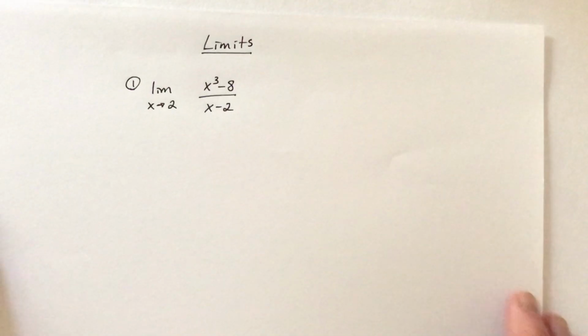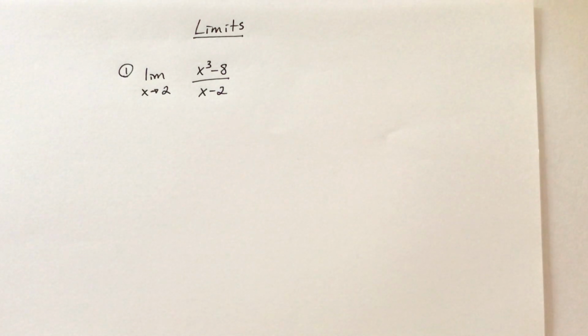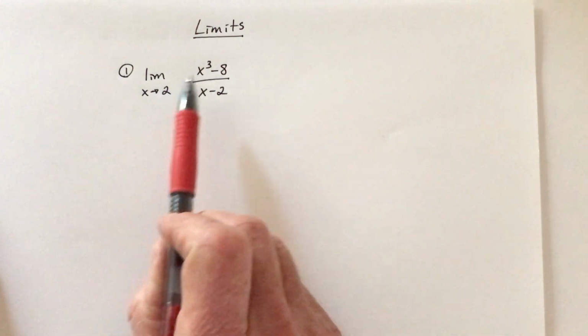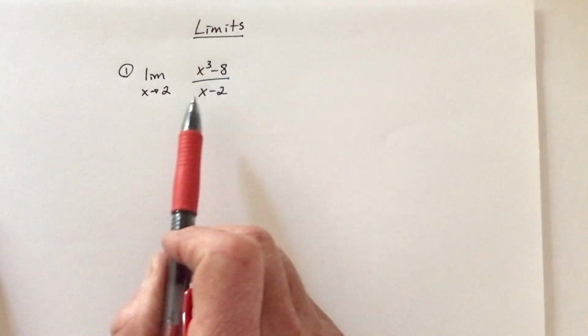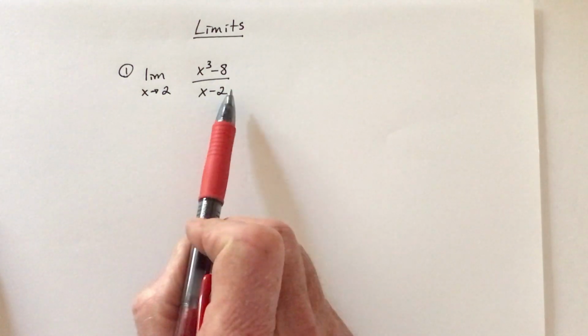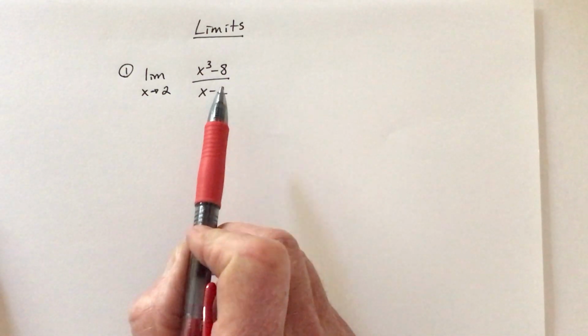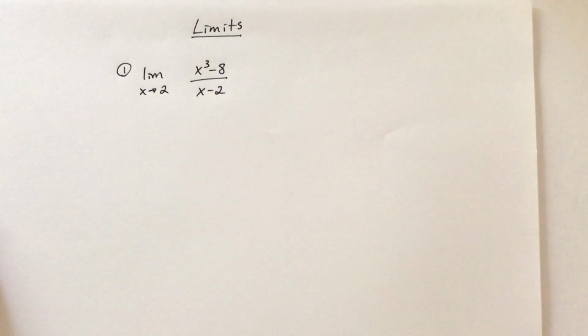So I'm actually going to change it a little bit and make it a little more fun. This one requires factoring, because if you just take a 2 and plug it in there, this would be 2 cubed, so that would be 8 minus 8, which is 0 on the top. This would be 2 minus 2, so that would be 0 on the bottom. And when you have 0 on the top and 0 on the bottom, the answer could turn out to be anything. You need to use algebra.